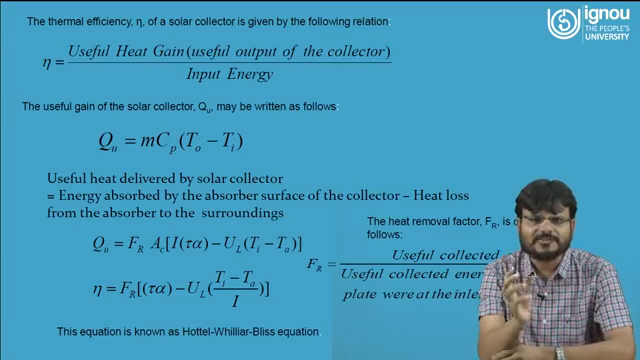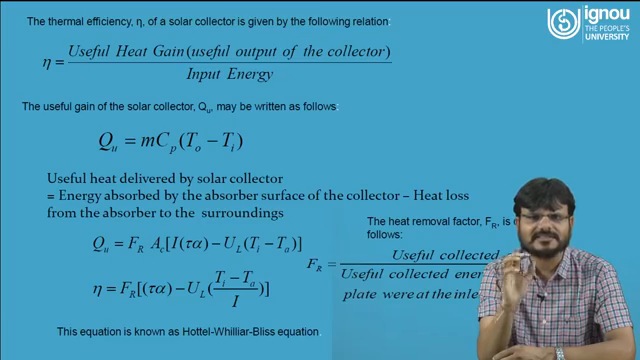So the energy absorbed by the absorber surface of the collector is what? Fr multiplied by Ac multiplied by intensity multiplied by tau, that is the transmittivity, and multiplied by alpha, that is the absorptivity of the collector. Now the loss is what? Fr into Ac multiplied by U_L multiplied by Ti minus Ta. Now this is a thermal energy, because we are talking about the efficiency.